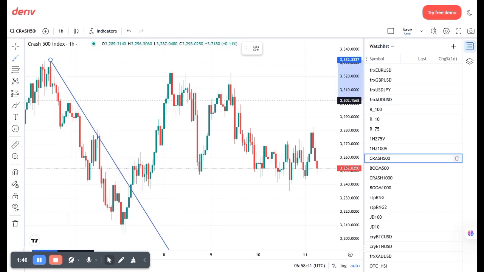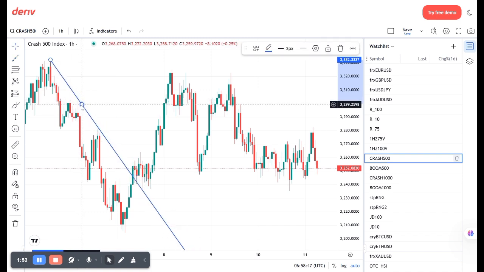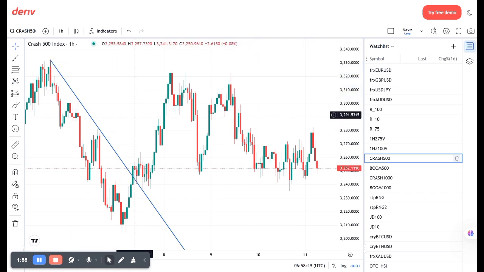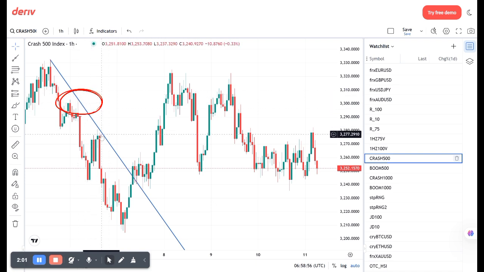And then this is our next touch point right here. So we connect those 2 dots. After connecting, you can see that this was our first touch point and this was our second, and you can see that this then becomes a third touch point where the price is gravitating to the trend line.